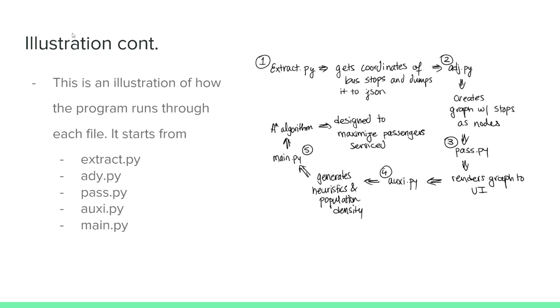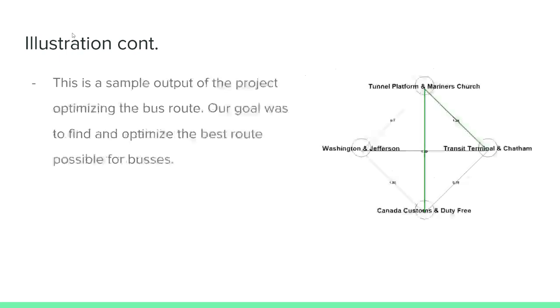And finally, we have the heuristics and population density data generated by the oxy.py file for the A-star algorithm, which is executed by the main.py file to generate the optimal path that maximizes the passenger services. And finally, we have the output of our project, our A-star search algorithm being implemented, taking into consideration the population to path cost ratio.